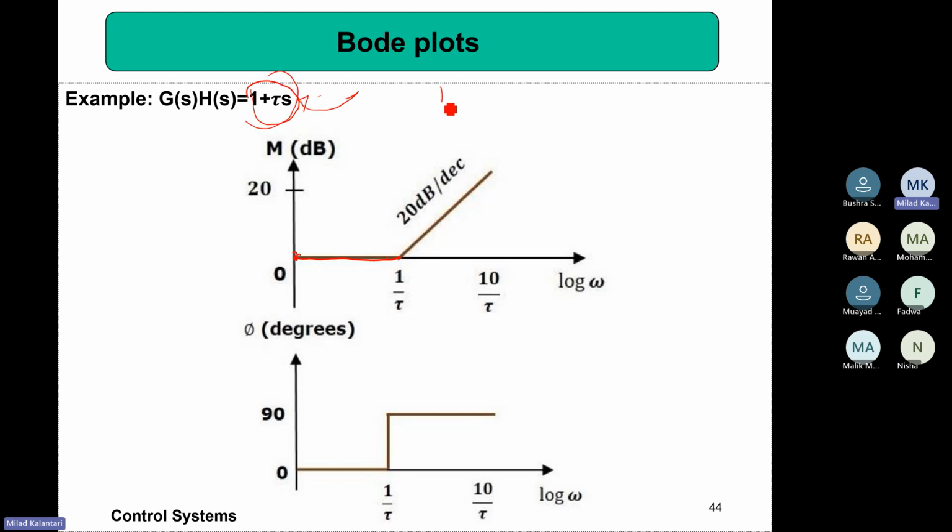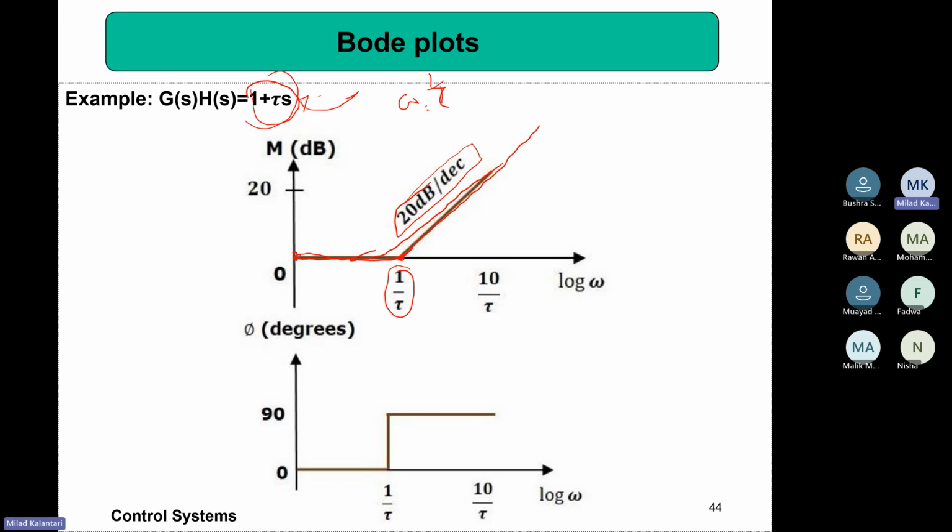Now the value of the zero is omega is 1 over tau. At this region, we start breaking, assuming that after this, it behaves like the infinity. And since this is a zero, we start increasing with 20 dB per decade, right? We just simplified it. In fact, it's like this, and here it actually goes up with some curvature, but we just simplify it for our case.